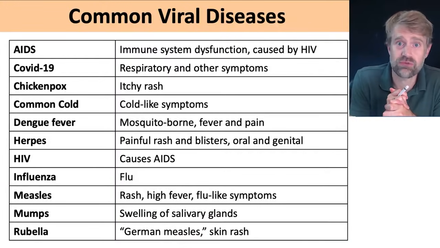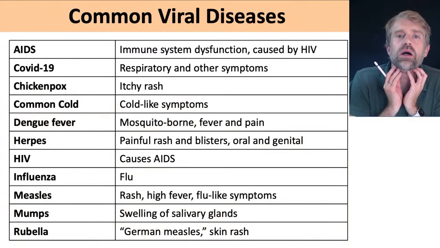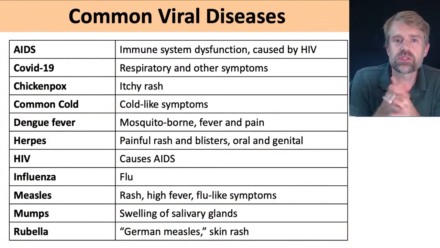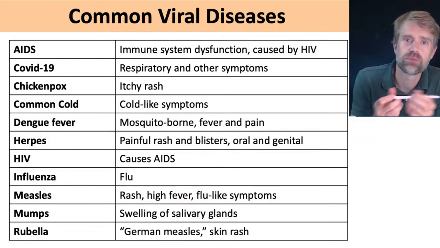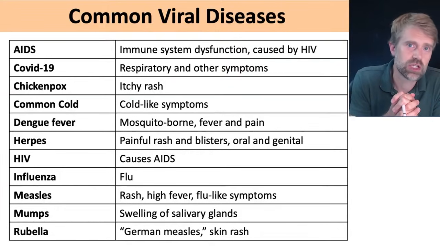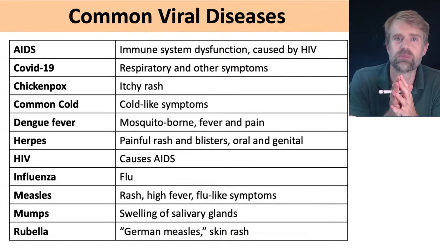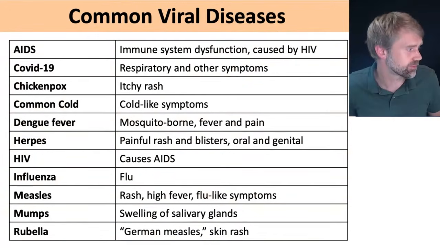Causes a rash, high fever. Mumps causes swelling of the salivary glands. Mumps, that's a virus. And rubella, there's another virus called German measles. Gives you a skin rash. So AIDS, COVID, chickenpox, common cold, dengue fever, herpes, HIV, influenza, measles, mumps, and rubella, super common viral diseases.